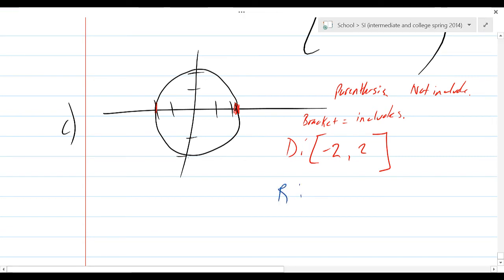Well, it begins existing on the y-axis right there, and it comes up and it does its thing, and then it stops existing right there. It's supposed to be 2. So it begins at -2 and ends at 2.